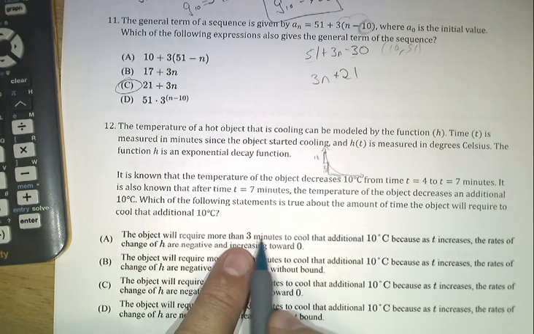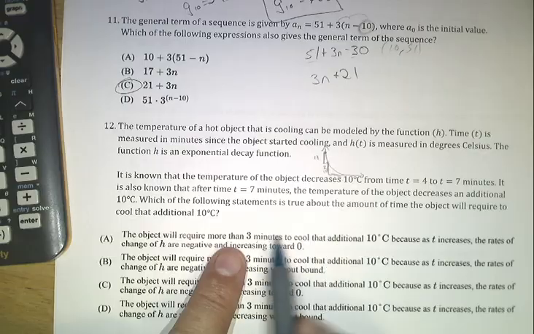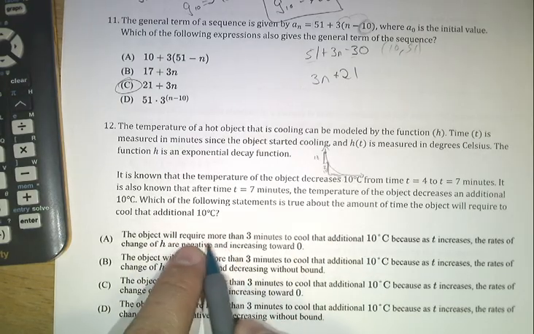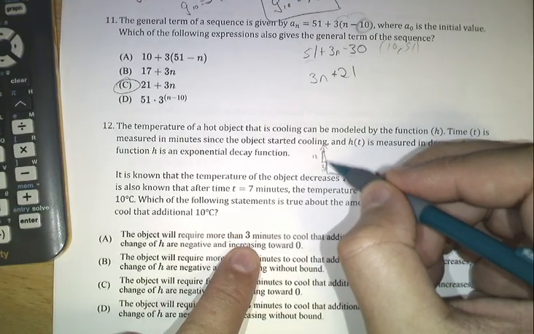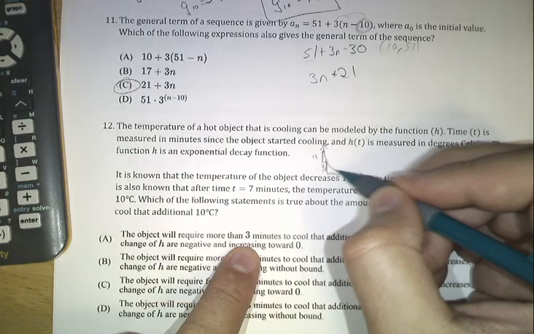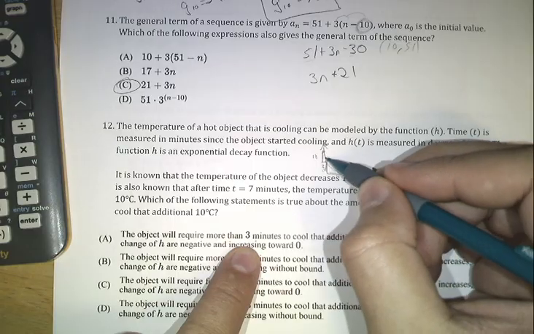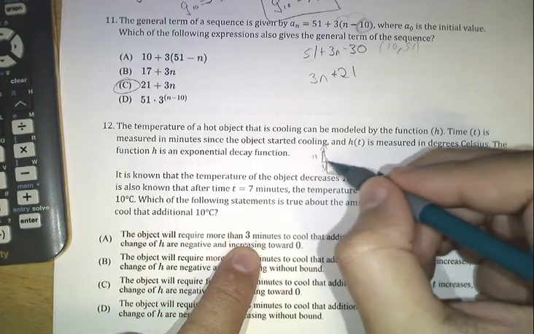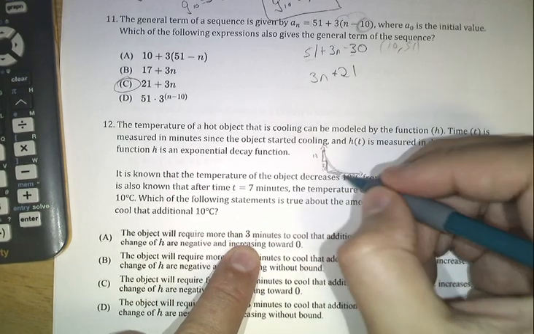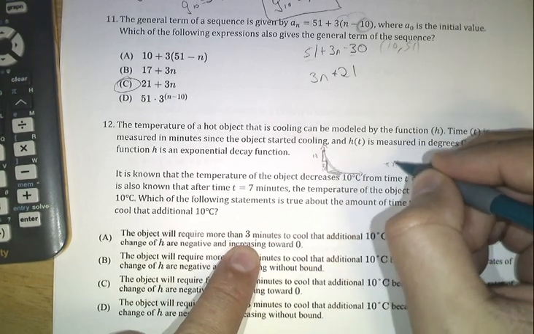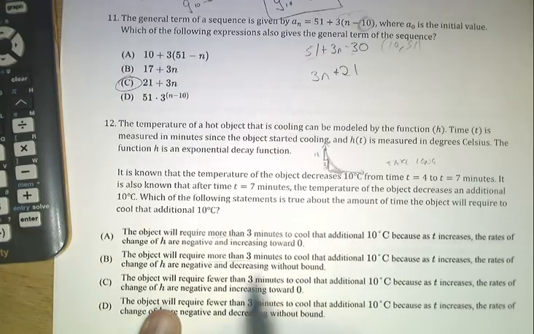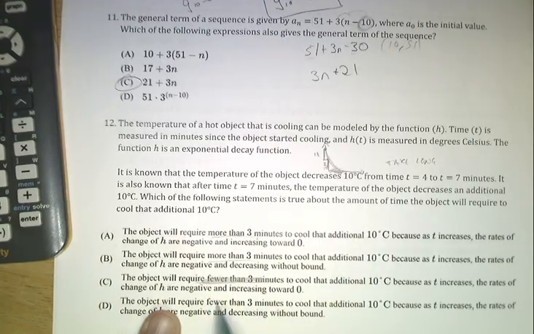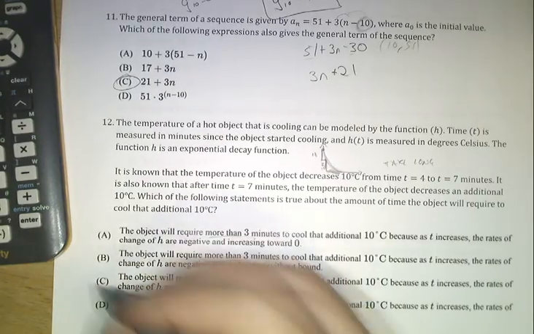When I look at these, if it has a claim, I check claim by claim. So this one says the object will require more than 3 minutes. Well, we can see this is concave up and decreasing. So we're looking like this. This line right here is longer than that line right there. So it should take longer. More than 3 minutes is good. Fewer than 3 minutes is bad. It's going to take longer for the second 10 degrees to happen.